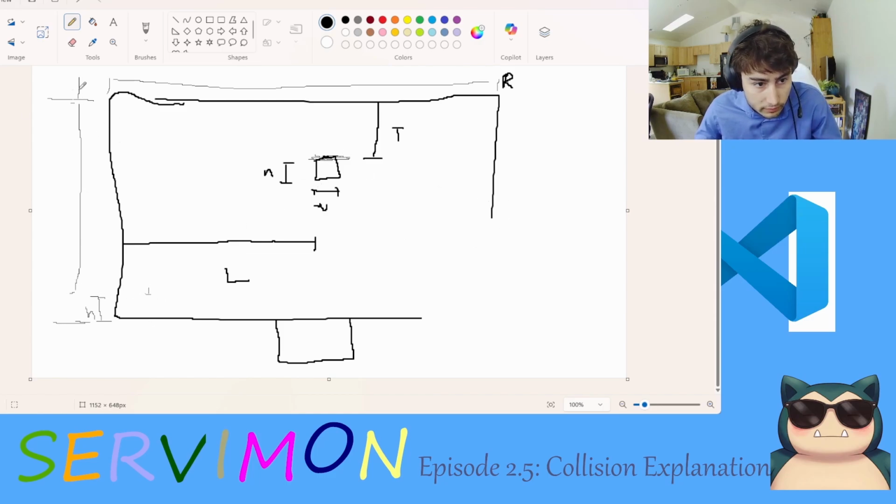So what is this here? This is going to be the top of the room. So TR. And then this is going to be the top of the room plus the height of the room, right? Plus height of the room.